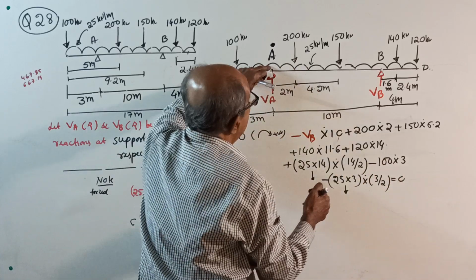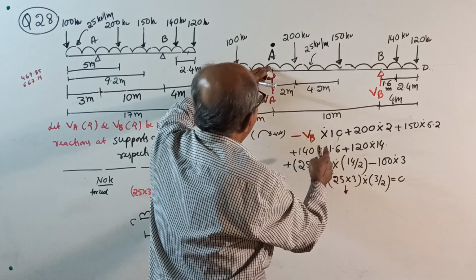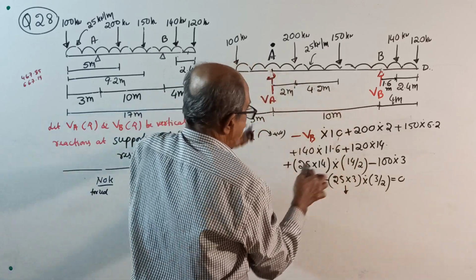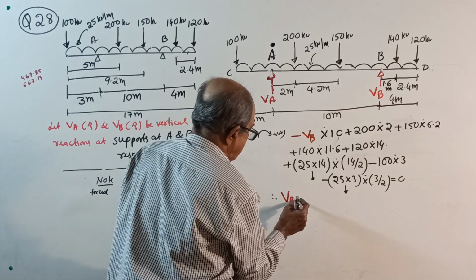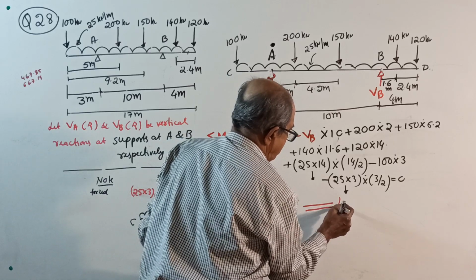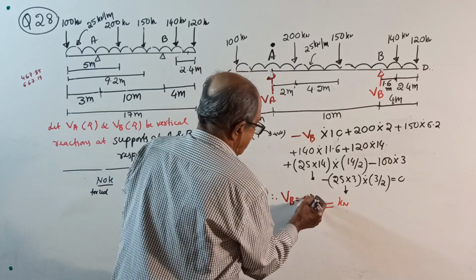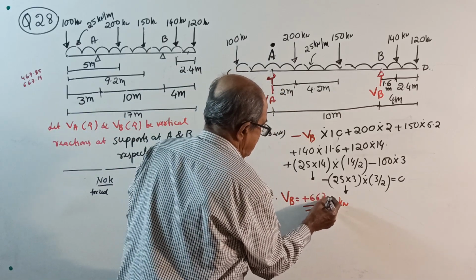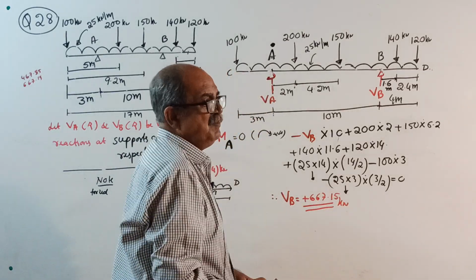Everything is over. 200, 150, 140, 120, UDL. Yes, everything is over. Therefore, you get the value of VB. Solve and get the value of VB in kilonewton. I do not want to waste time. I already got plus 667.15 kilonewton. In case wrong means check once again.